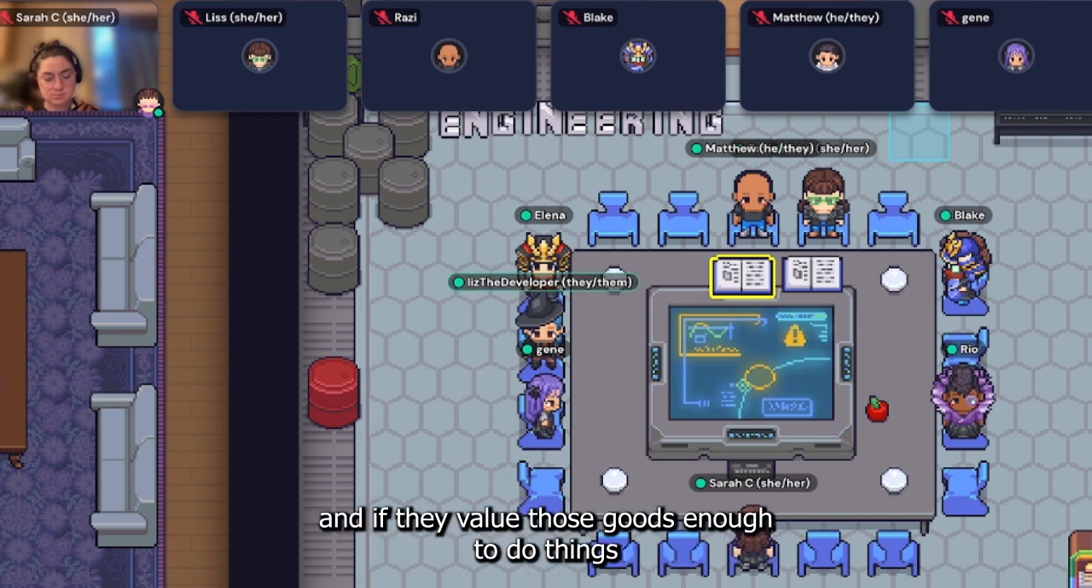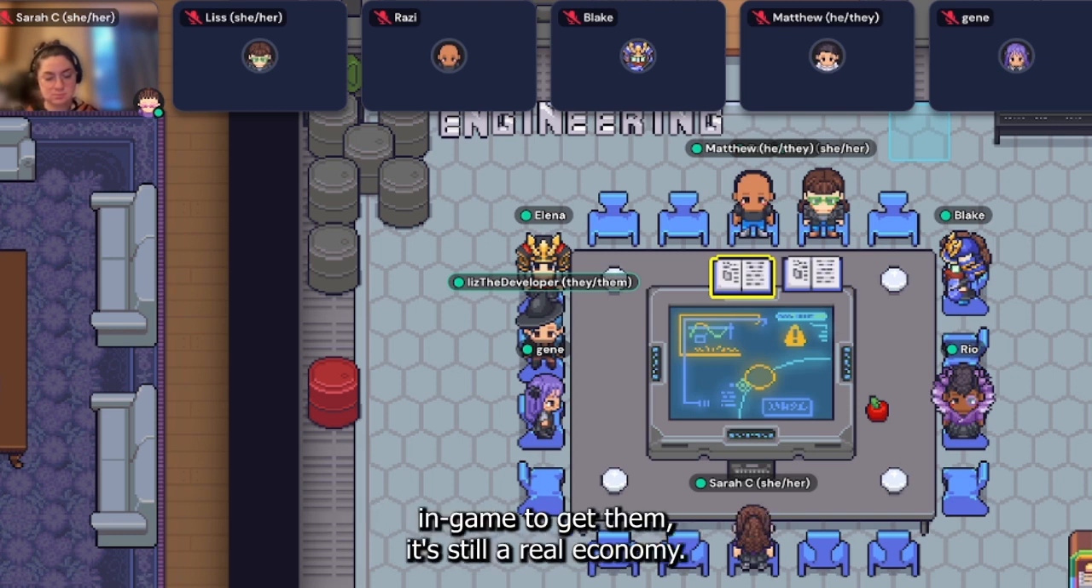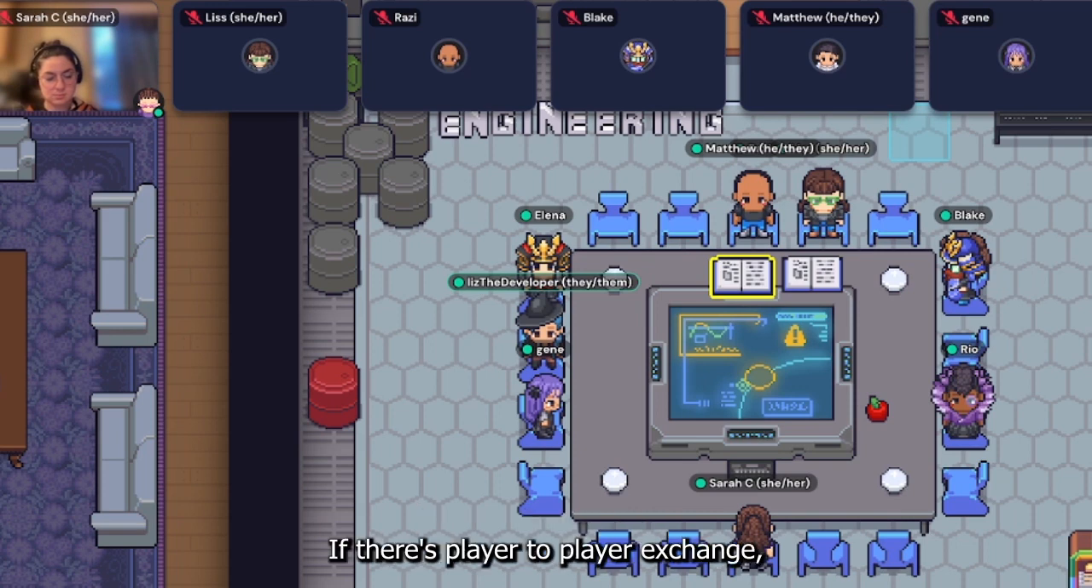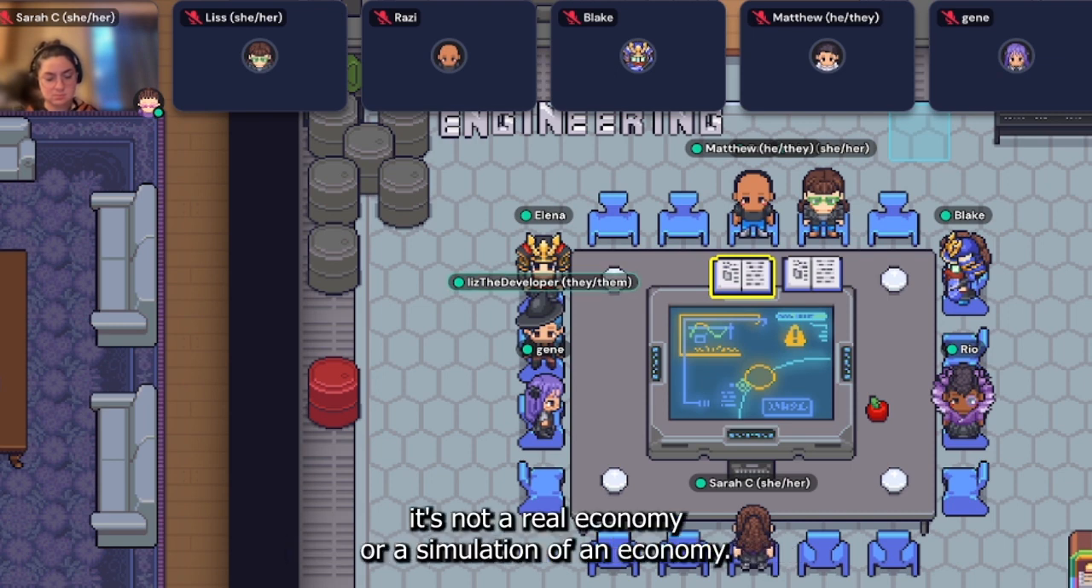And if they value those goods enough to do things in game to get them, it's still a real economy if there's player-to-player exchange. If there's only player-to-system exchange, but the system doesn't evolve without you, it's not a real economy or a simulation of an economy.